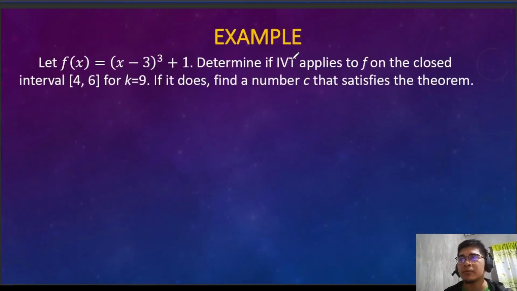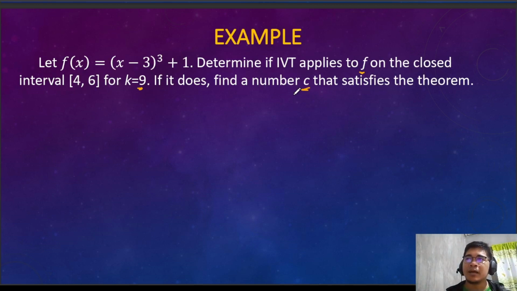So let's have some examples. Let f of x is equal to the cube root of x minus 3 plus 1. Determine if IVT applies to f on the closed interval 4, 6 for k equals 9. If it does, find a number c that satisfies the theorem. We will find two things. Number 1, you need to determine the IVT on the closed interval 4 and 6 for k equals 9. If there is, then we need to find the number c.